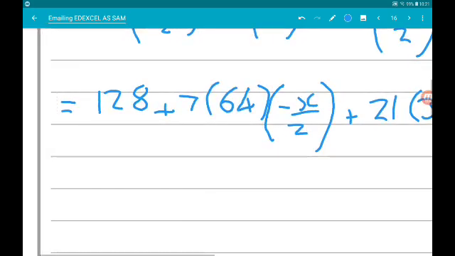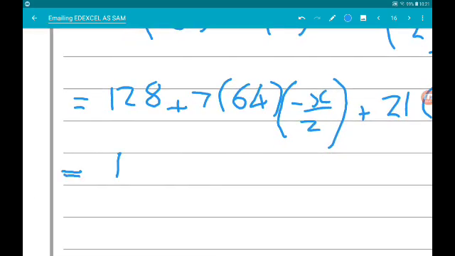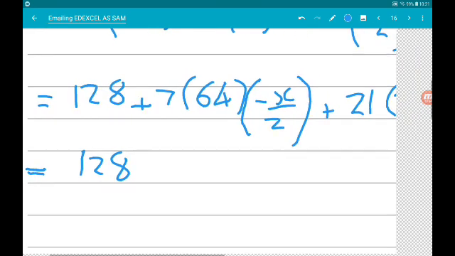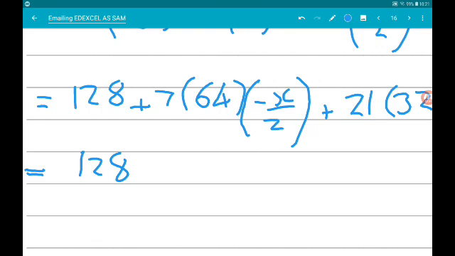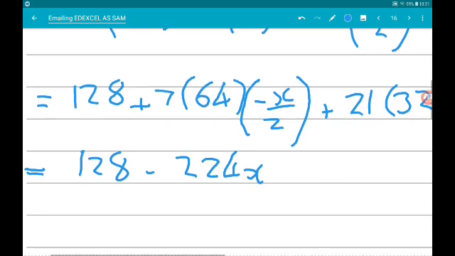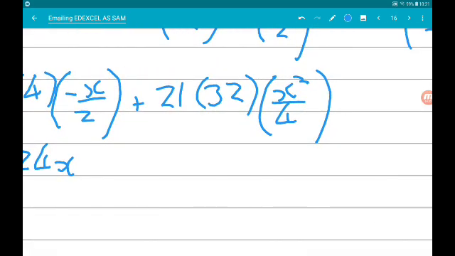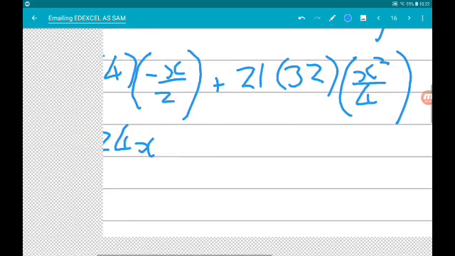Okay, so we have 128. Okay, so 64 times minus x over 2 is minus 32x. So we got 7 times minus 32. So you can use your calculator. 7 times 30 is 210. 7 times 2 is 14. So we get minus 224x. And then the third term, well, 32 times x squared over 4 is 8x squared. So then we need 21 times 8, which is 168x squared.